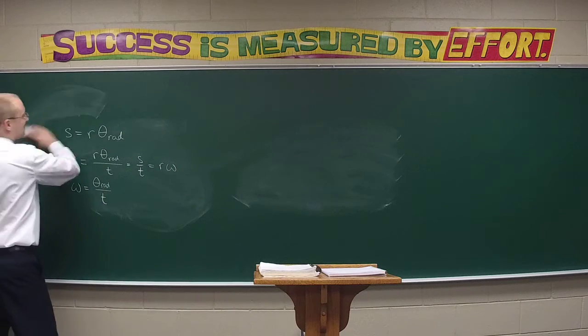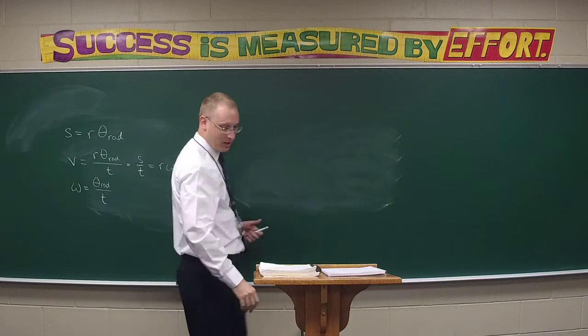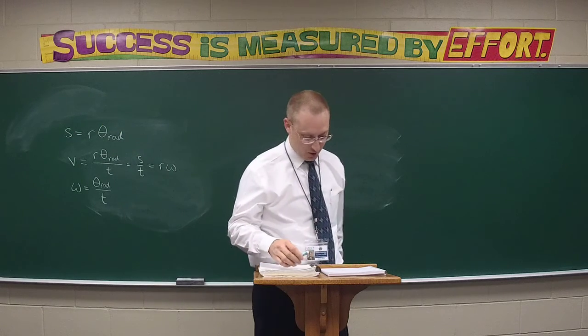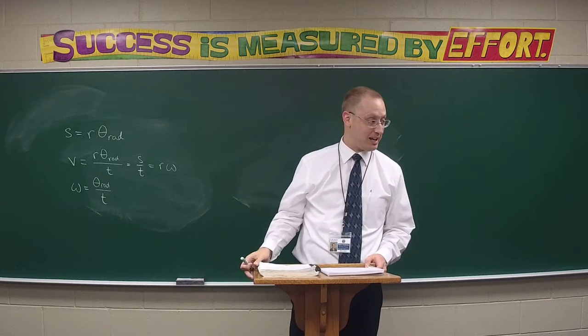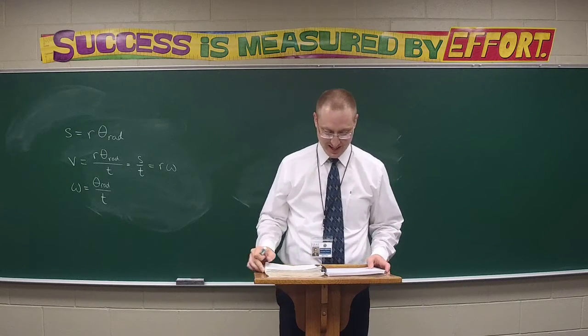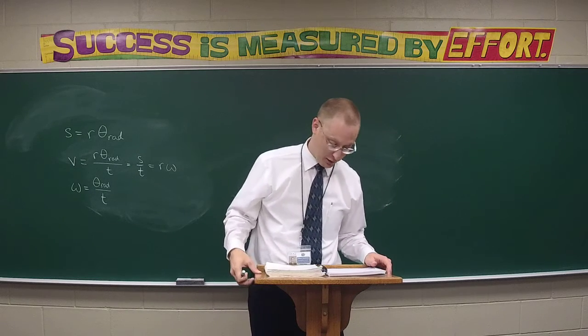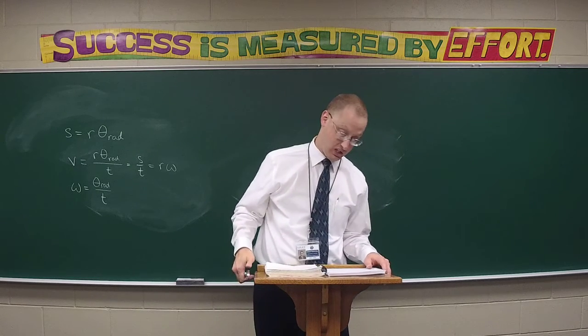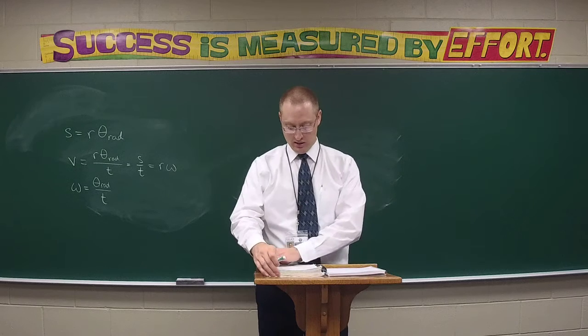All right, so let's take a look at your homework. V equals R omega. Okay. Let's take a look at the homework, pages 47 to 49. You did numbers 22, 26, 28, 32, 38, 46, 52, 54, 60, and 64. Let's see how we did.